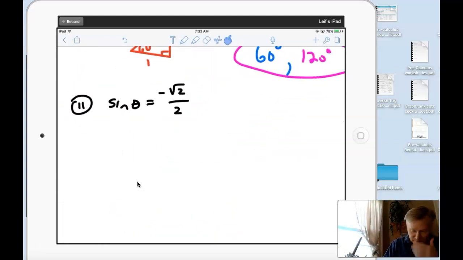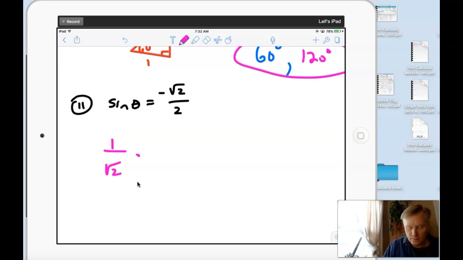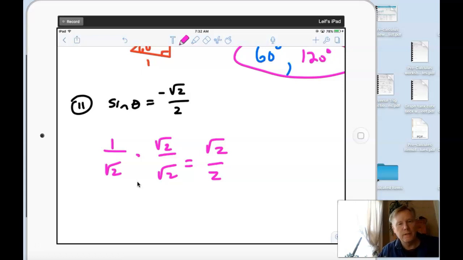Next one, same directions. Sine of theta equals negative square root of 2 over 2. One thing quickly, I recognize this being the same as that. So if I took 1 over the square root of 2 and multiplied it by square root of 2 over square root of 2, I would get square root of 2 over 2. So these are actually the same thing, assuming that we made it negative.